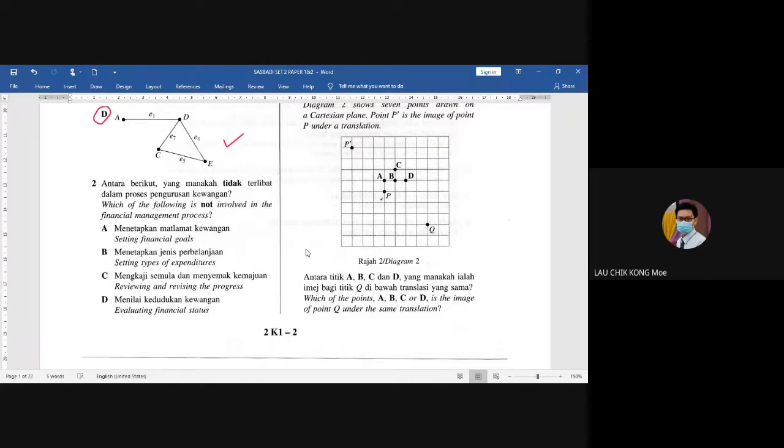Which of the following is not involved in the financial management process? Not involved. Kita ada 6 proses. Last year, dia boleh tengok balik. Mungkin saya bacakan untuk awak. Mana saya punya nota hari itu? Sekejap. Form 4 last chapter. Process. Yeah, we have 6.